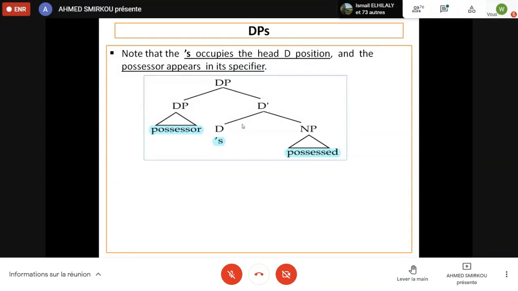You may have it in the exam. The man's house: the possessive S is the head of the whole phrase. And here we put the possessor, which is "the man." Then we continue D bar, D zero. From D zero we write the possessive S, and then the NP, N bar, and we write "man." And the possessed here: in "the man's house," the thing which is possessed is "house." So we write it here. Okay, so here is an example.